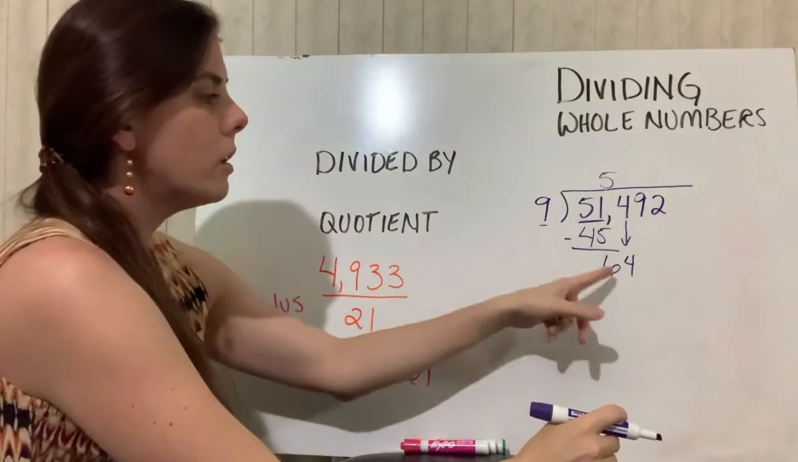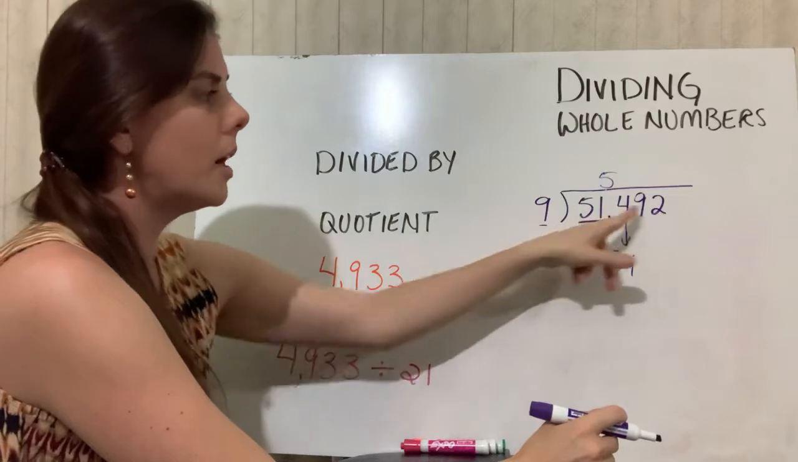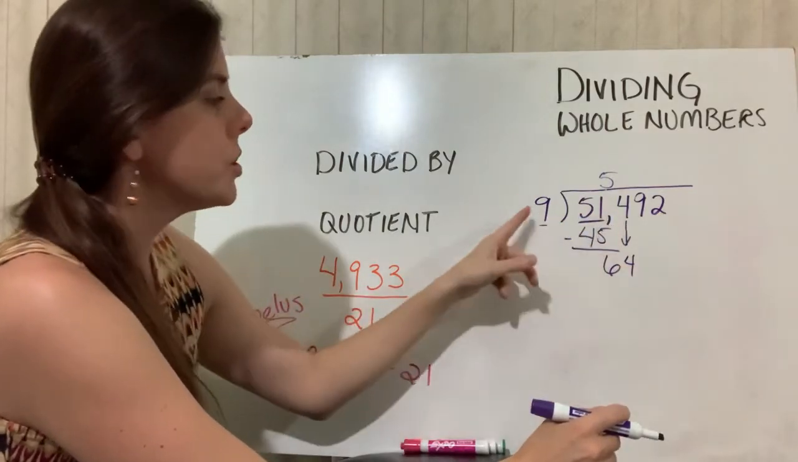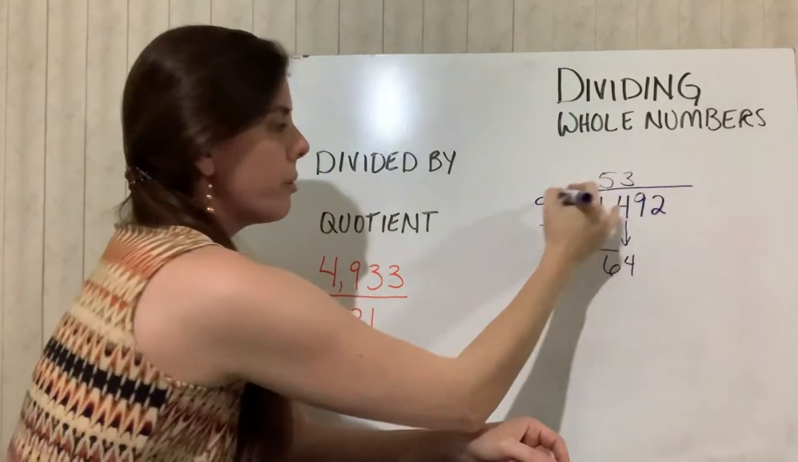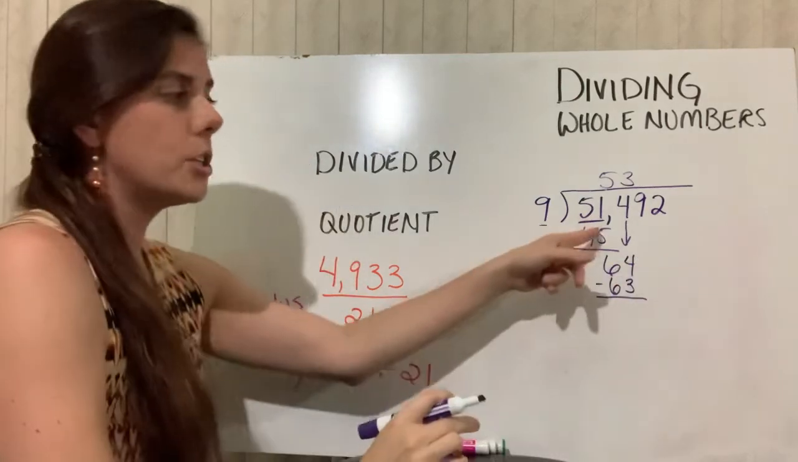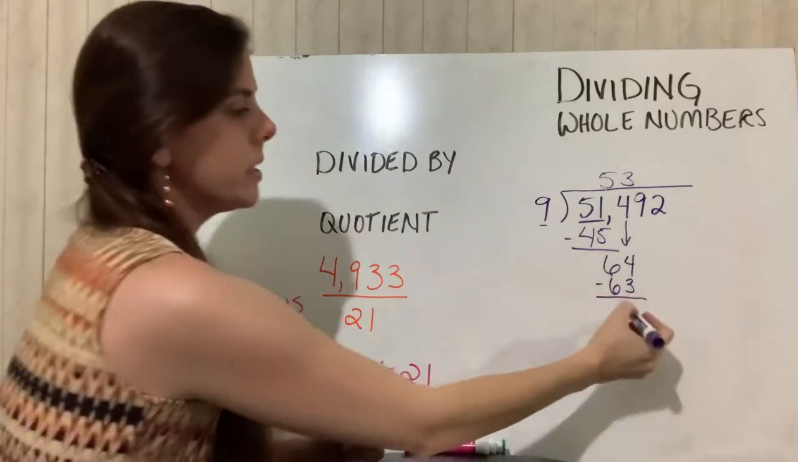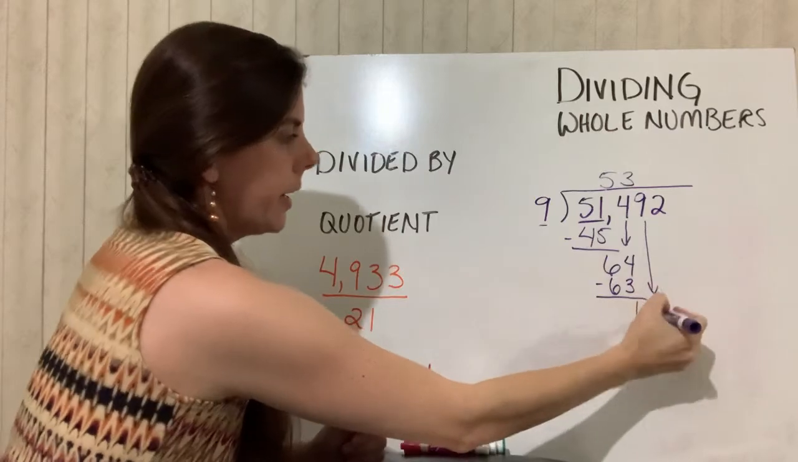So 9 goes into 64. How many times does 9 go into this number? We're not looking at the original number anymore; we're working our way down. 9 goes into 64 3 times. 3 times 9 equals 63. And we go through this whole process again. 64 minus 63 is 1. We bring down our next number, which is going to be a 9.